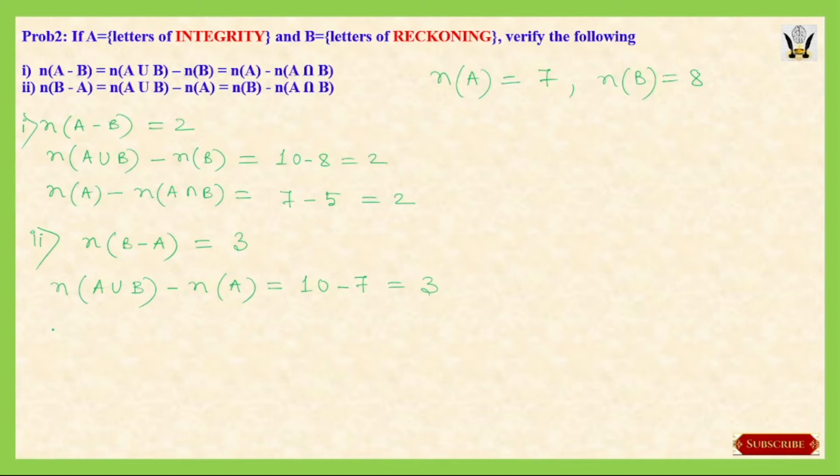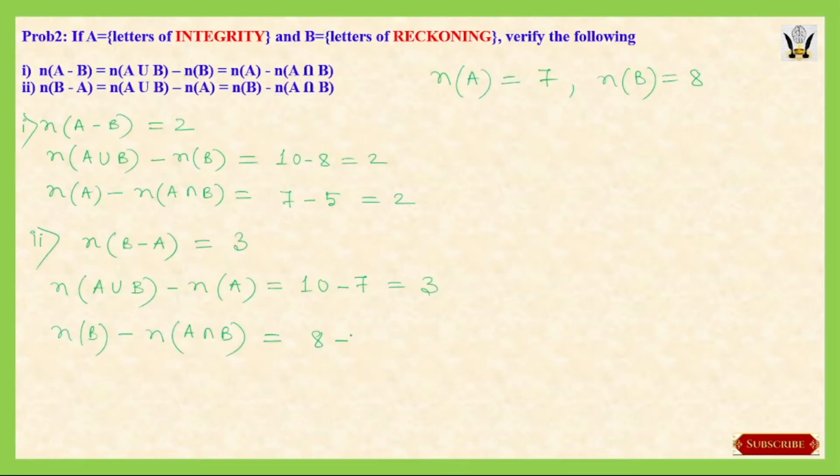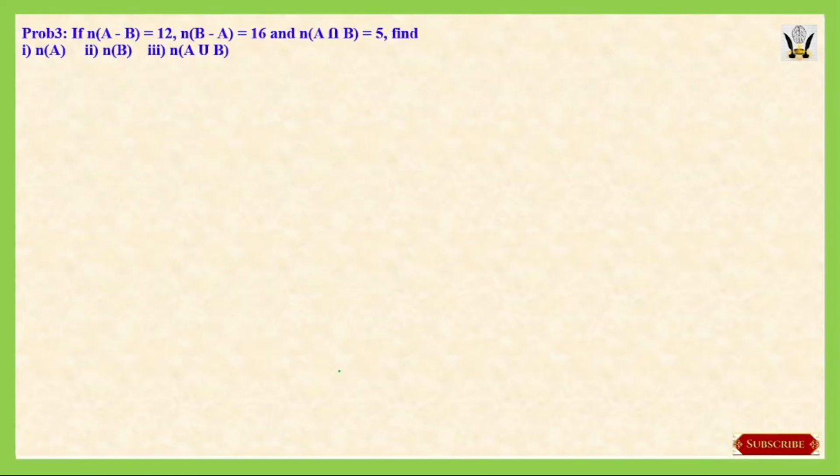Now the third part is n of B minus n of the intersection operation between A and B. N of B is 8 that we have already obtained, and the cardinal number of this intersection operation is 5. So 8 minus 5 is 3. So all these three parts have the same value, and that is 3. Hence it is proved, the second problem sum.